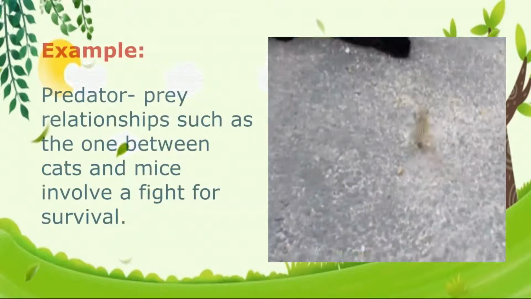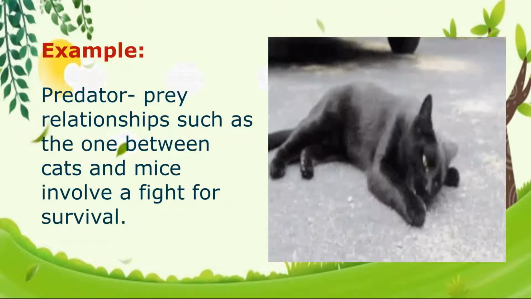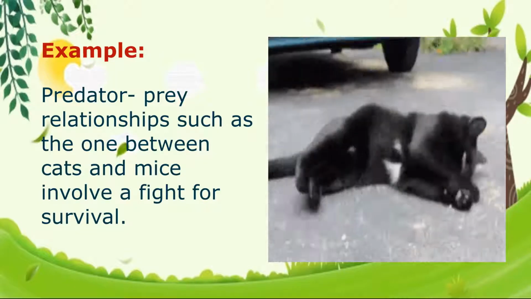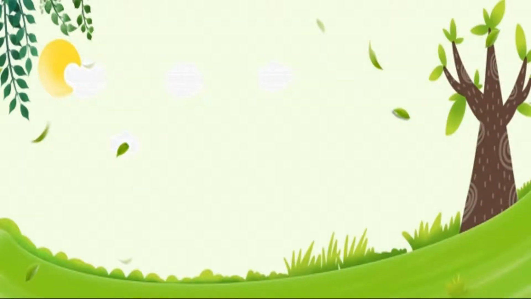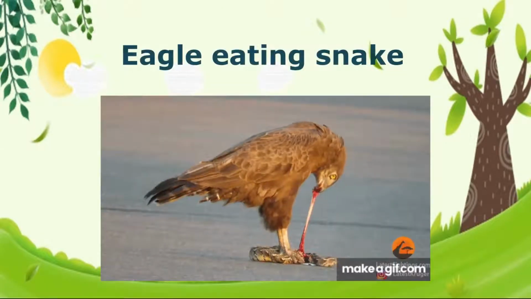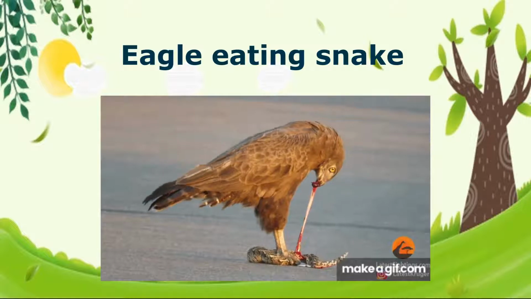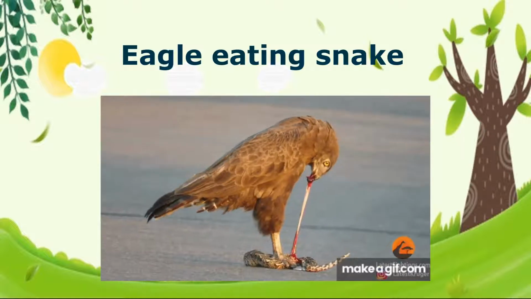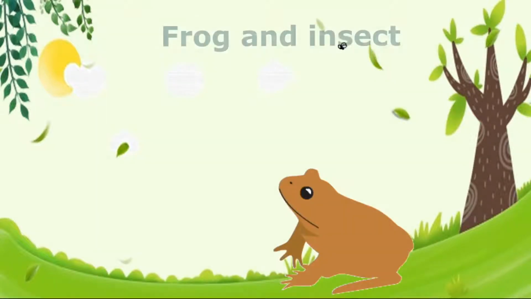Predator-prey relationships, such as the one between cats and mice, involve a fight for survival. Other examples are an eagle eating a snake. The eagle is the predator and the snake is the prey. Another is a frog and an insect. The frog is the predator and the insect is the prey.